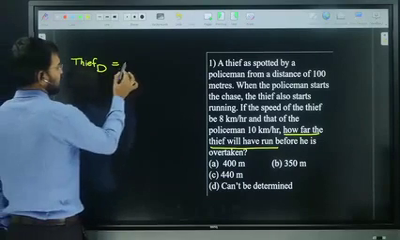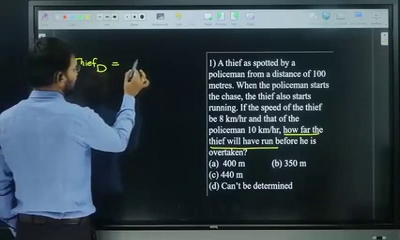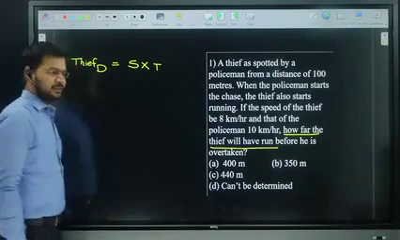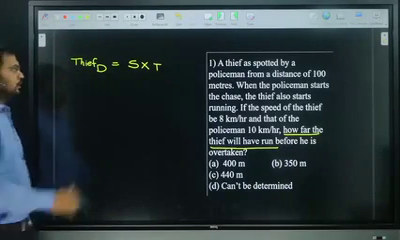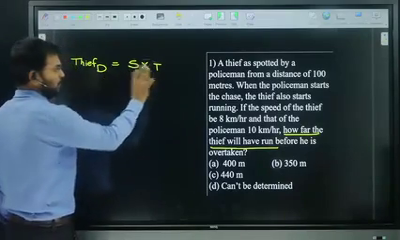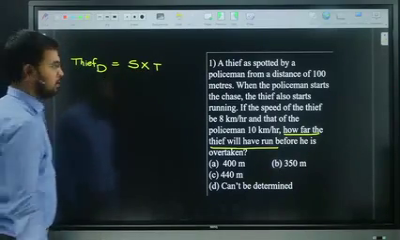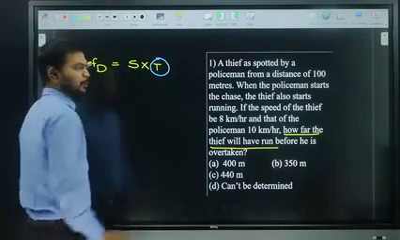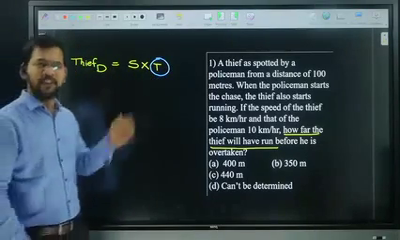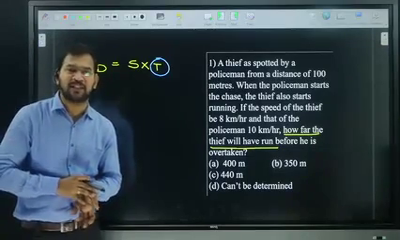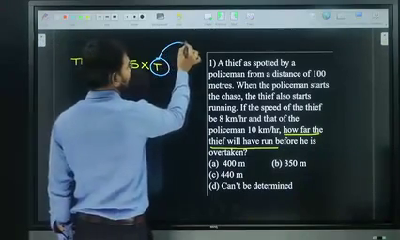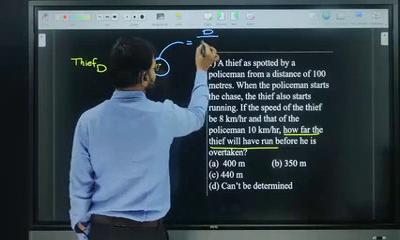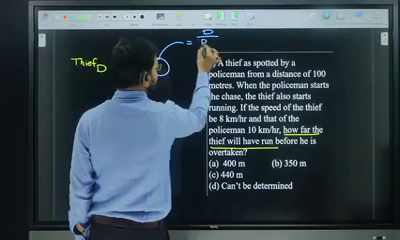Generally, distance is nothing but speed into time. Thief speed into thief time. So how to get the time? At what time does the policeman catch the thief? Time is nothing but distance by relative speed.